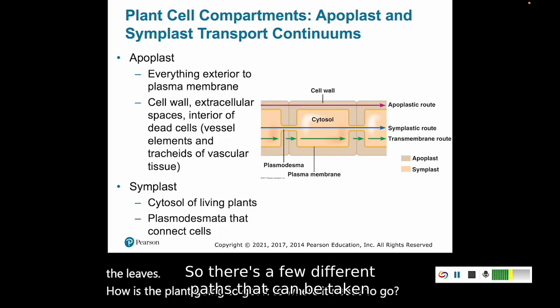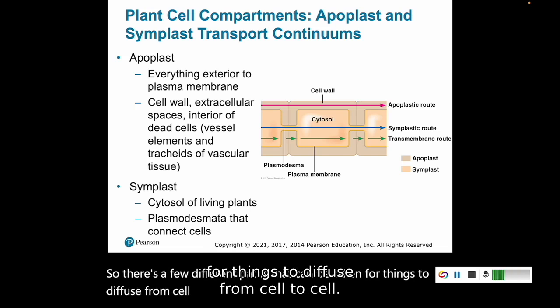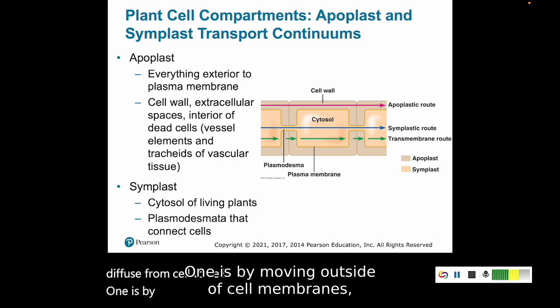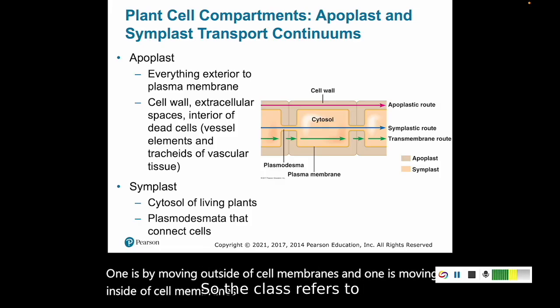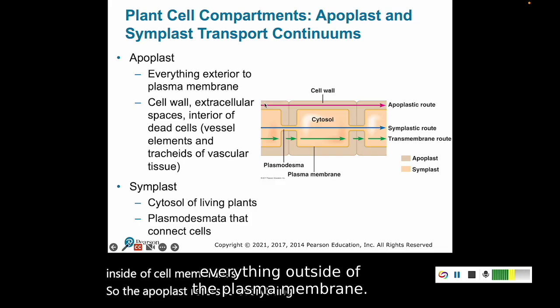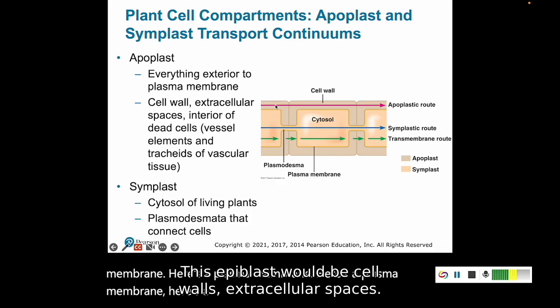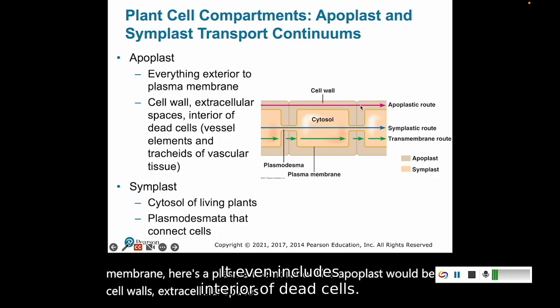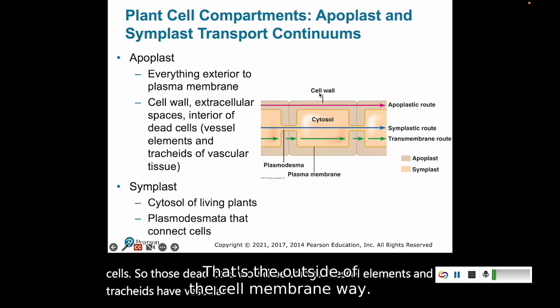So there's a few different paths that can be taken for things to diffuse from cell to cell. One is by moving outside of cell membranes, and one is moving inside of cell membranes. So the apoplast refers to everything outside of the plasma membrane. Here's a plasma membrane, here's a plasma membrane, here's a plasma membrane. This apoplast would be cell walls, extracellular spaces. It even includes the interior of dead cells. So those dead cells would be things like vessel elements and tracheids of vascular tissue. That's the outside the cell membrane way.